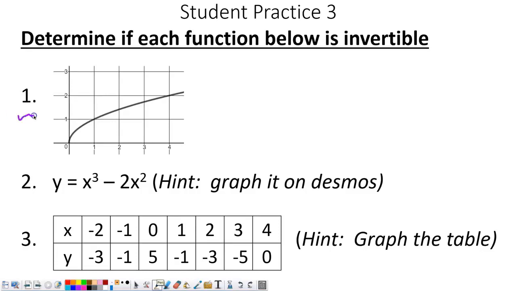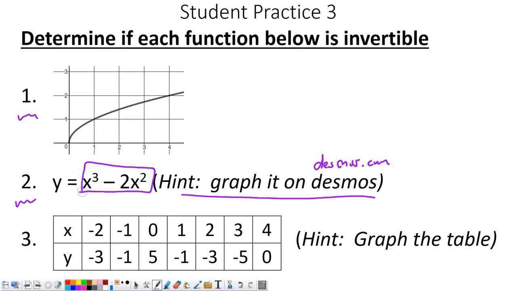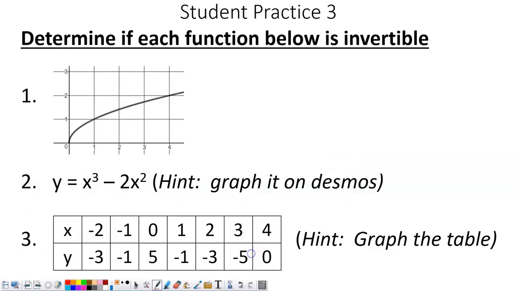Number 1, I've already given you the graph, so that's just like the one I did. Number 2, I've given you the equation, so go to Desmos.com and graph this function, and then once you look at the graph, you can answer it. For number 3, you can graph these points, and you can use the graph of your points there to determine if it works or not. Okay, so go ahead and pause the video here and give those things a try, and when you unpause it, I will go over the answers with you.